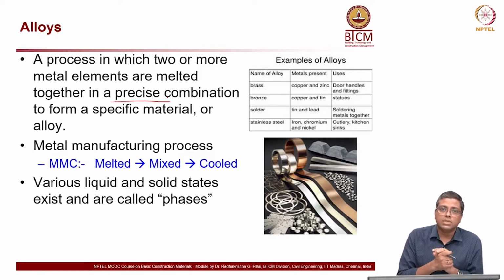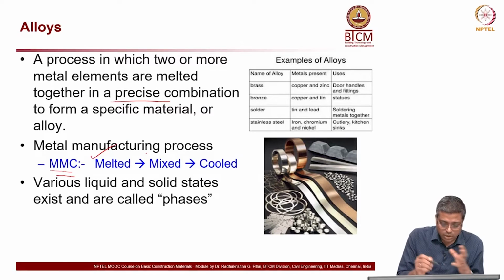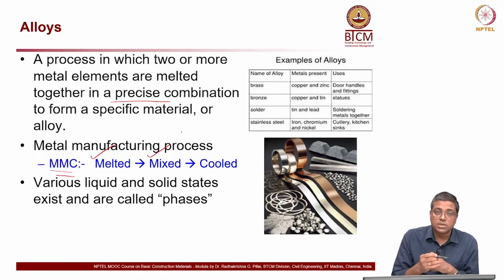Many properties are targeted. So based on the target properties, we will include other elements and mix them properly in a combination, and that process is what is called alloying. Now in general we can say material manufacturing process: first it is melted, materials are melted and then mixed together and then finally cooled.